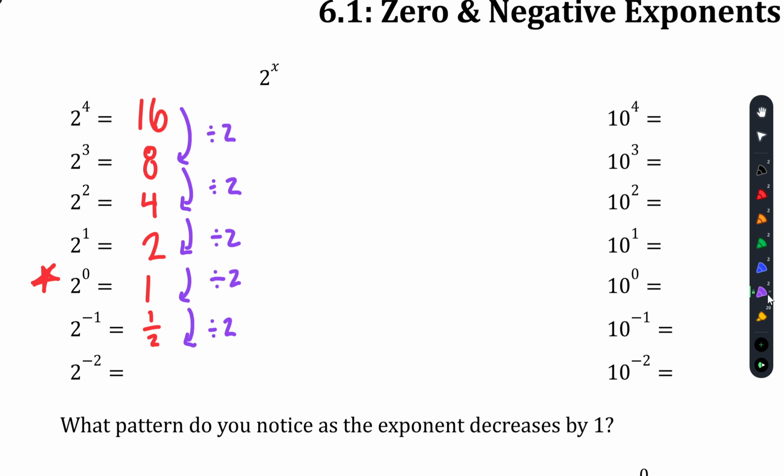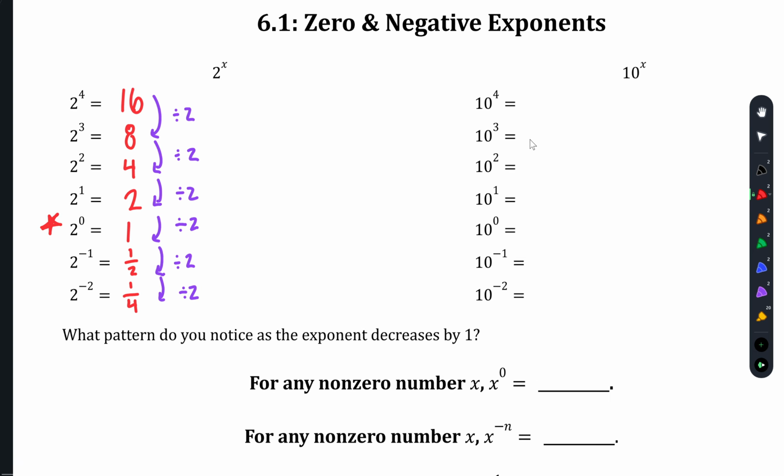Keep dividing by our exponents. When I go to 2 to the negative second power, I'm dividing by 2 once again. 1/2 of 1/2 is 1/4. The same thing happens when we change our base as well.